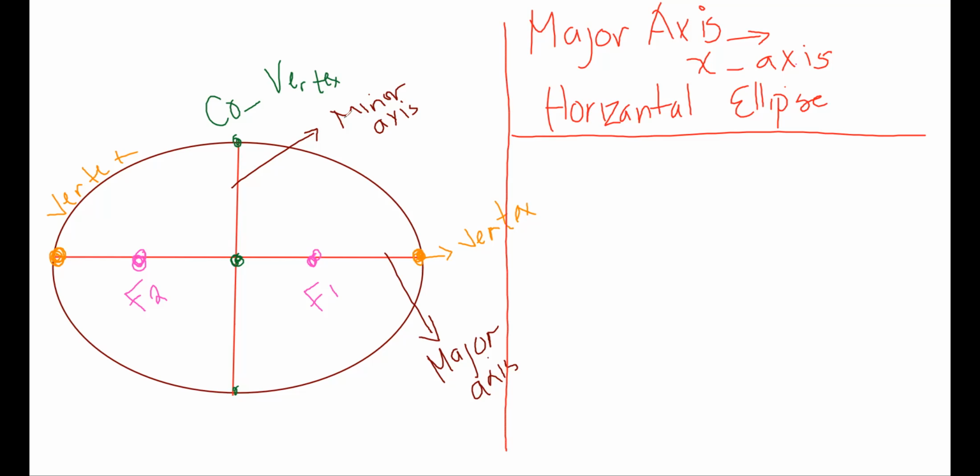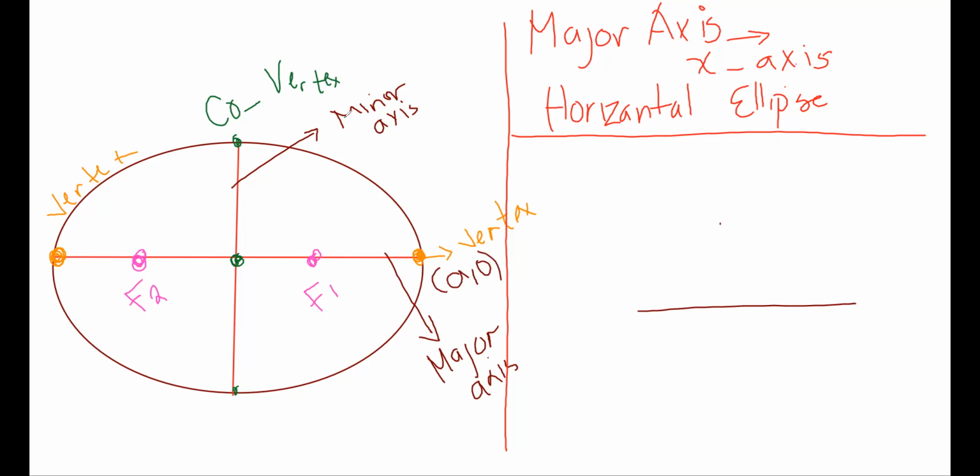In the vertices, any vertex we name with A. So the vertex is A, and the co-vertex is B. The vertex, which is on the major axis, its name is A, and the co-vertex on the minor axis, its name is B. So if it is here on the x-axis, the coordinate here will be A0.